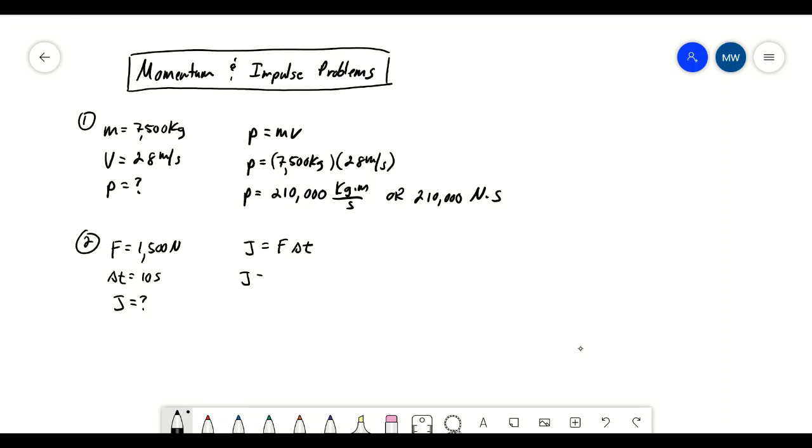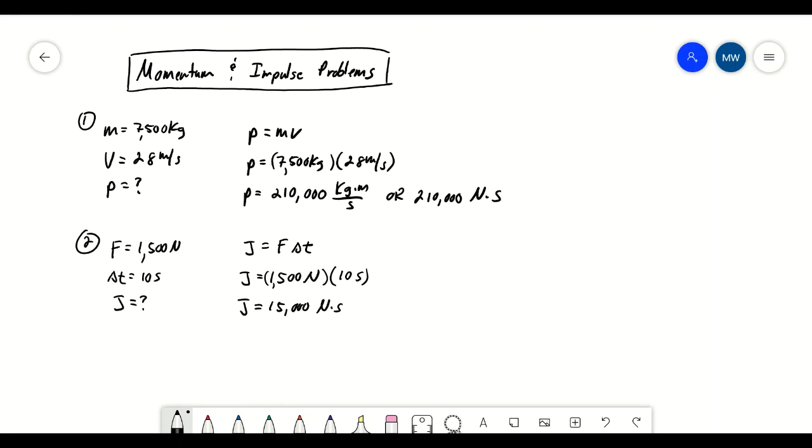So for our impulse for this one, we just simply have to multiply. We've got our 1,500 newtons, and we'll multiply that by our 10 seconds. No calculator needed for this one. We've got 150,000. 15,000, not 150,000. Maybe I do need a calculator. So 15,000, and you can see the units here will be Newton seconds.